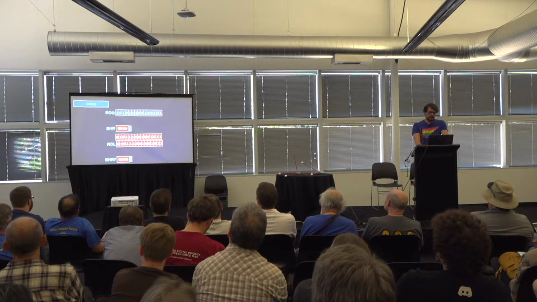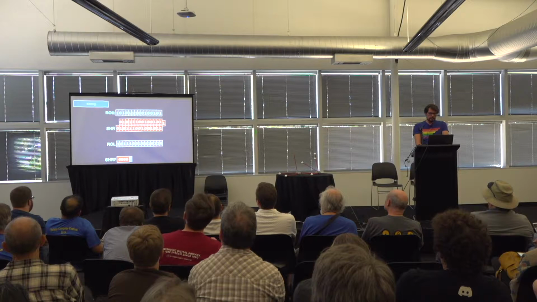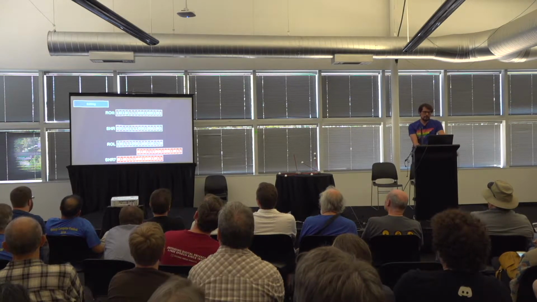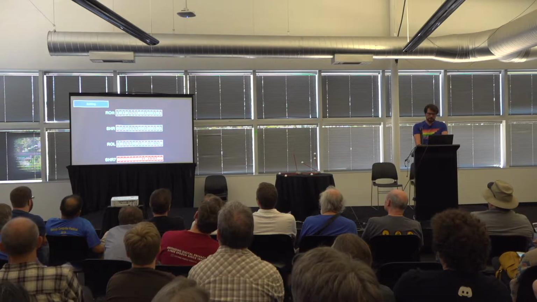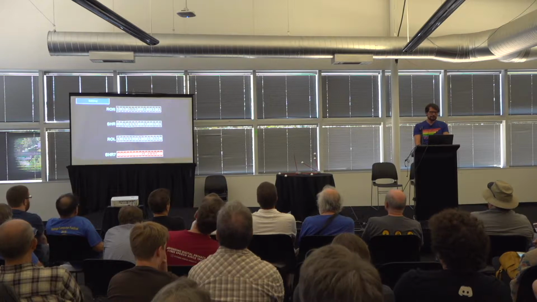ROL rotates left. SHR shifts to the right, duplicating the top bit. And SHR7 shifts to the right by 7 bits, filling the top with 0. This is needed for the interpreter system software component that we'll talk about later.